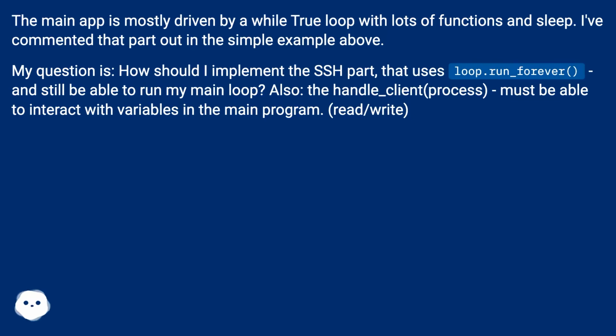The main app is mostly driven by a while true loop with lots of functions and sleep. I've commented that part out in the simple example above. My question is, how should I implement the SSH part that uses loop.run_forever and still be able to run my main loop? Also, the handle_client process must be able to interact with variables in the main program. Read/write.